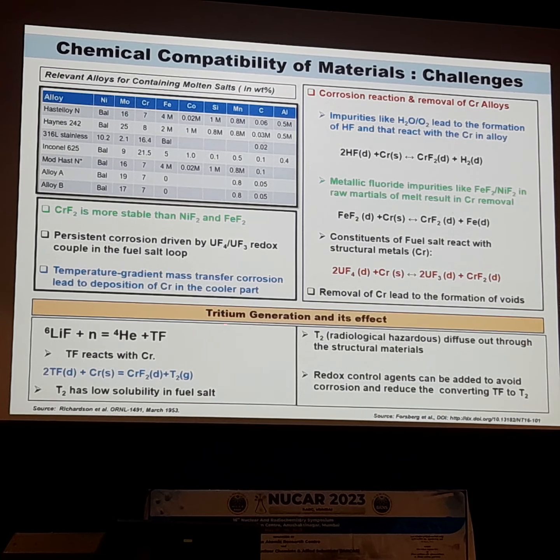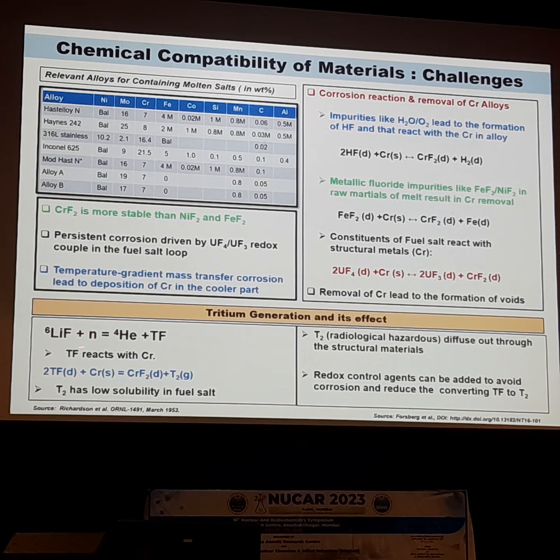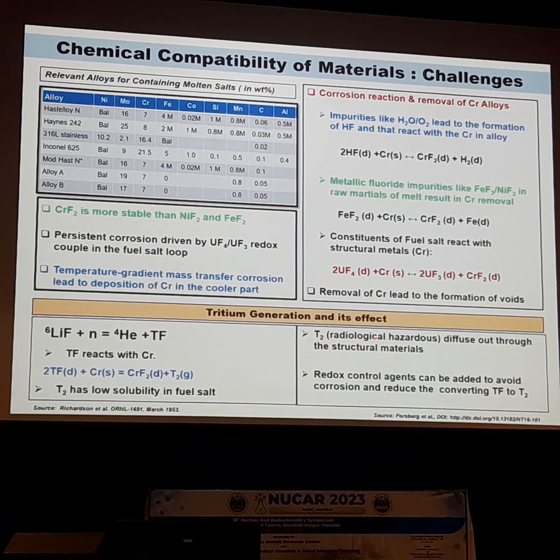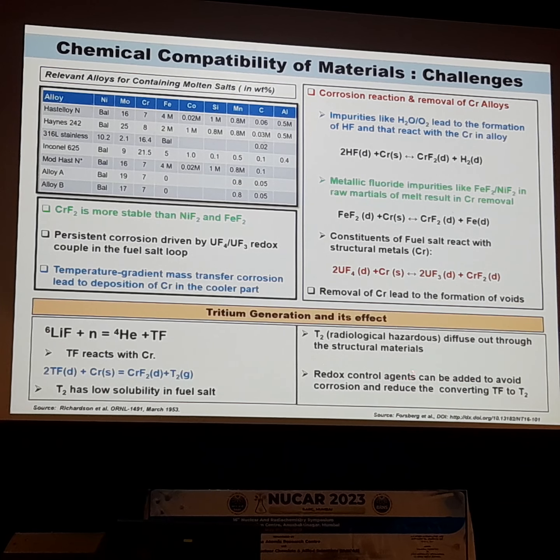Another very interesting one is lithium generation. So lithium generation and its effect. Lithium fluoride, tritium generation. Lithium fluoride undergoes an n-alpha reaction to tritium fluoride. Tritium fluoride reacts with the chromium to give tritium gas. It has a very low solubility and it is radiologically hazardous because it diffuses out through the structural material very easily. So we have to have some redox control agent which can avoid this corrosion and the tritium gas production.